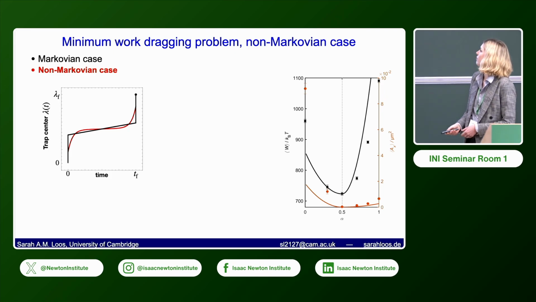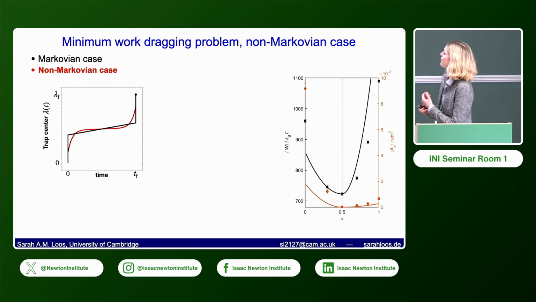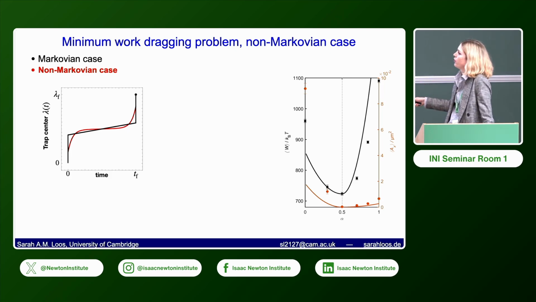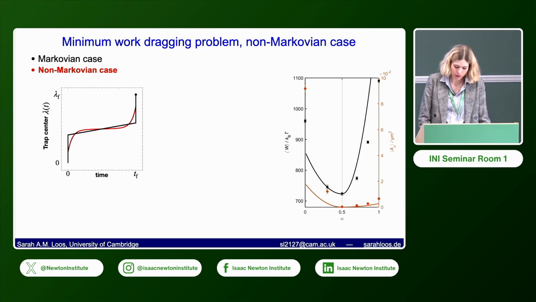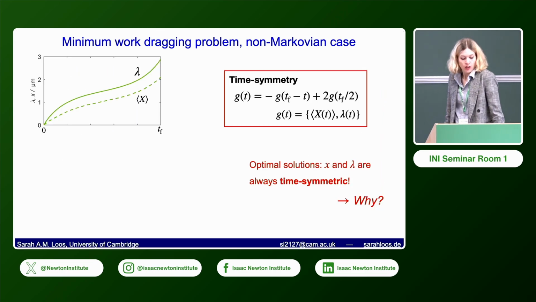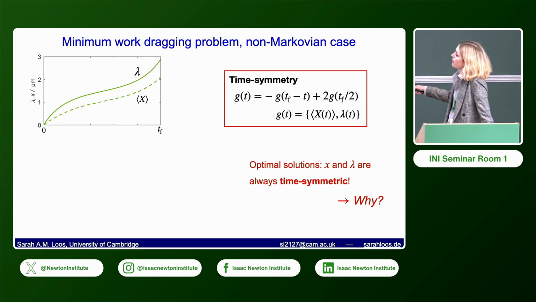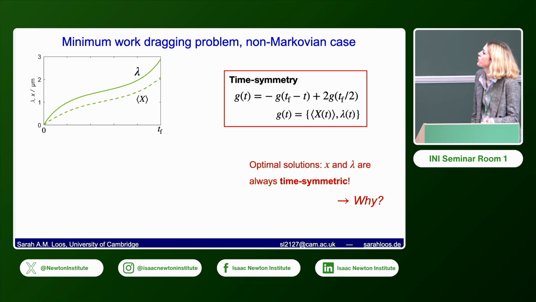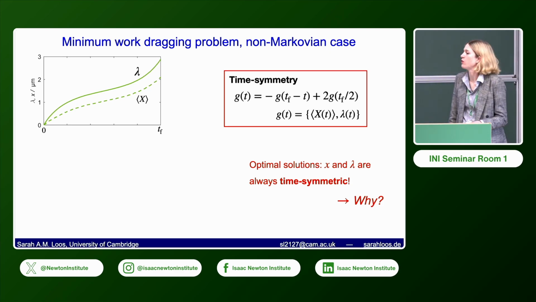Okay, and again, my experimental collaborators kindly performed their experiments, and we again found that the curve that you measure in the experiments, if you vary the potentials, matches very well to the analytical prediction. So everything worked quite well. Now, my experimental collaborators looked at the protocols and the mean particle trajectories that you find for the optimal solutions.